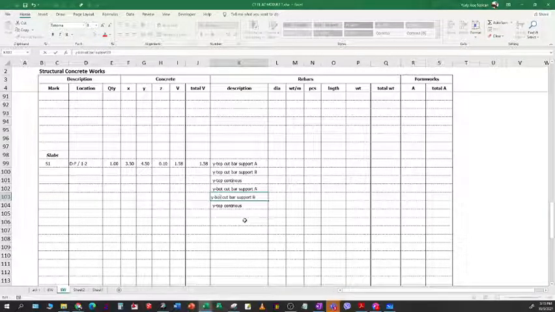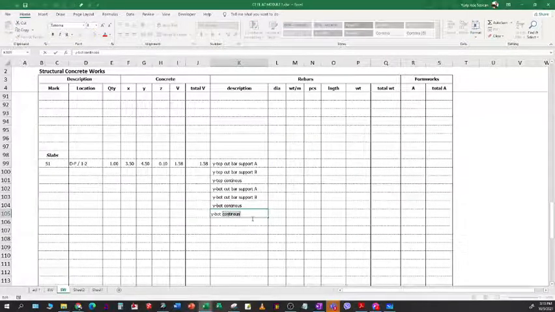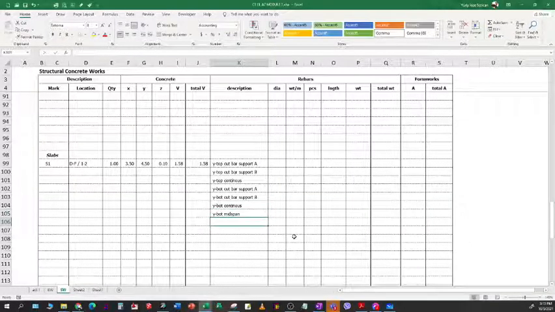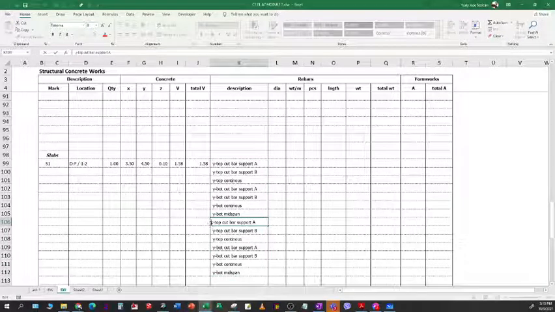So bottom, cut bar, support B, and then Y bottom continuous, and then you have another one which is Y bottom midspan. Okay, so those are the types of rebars that you can see along the Y direction. Now in the X direction, we just have to copy this one, then replace everything by X direction.